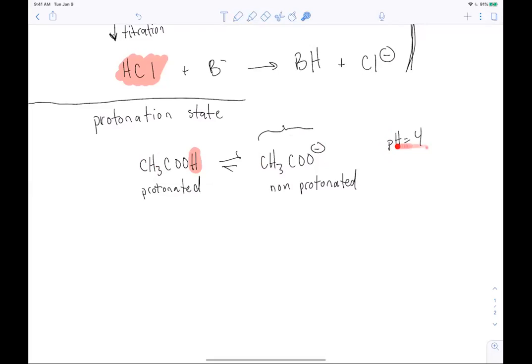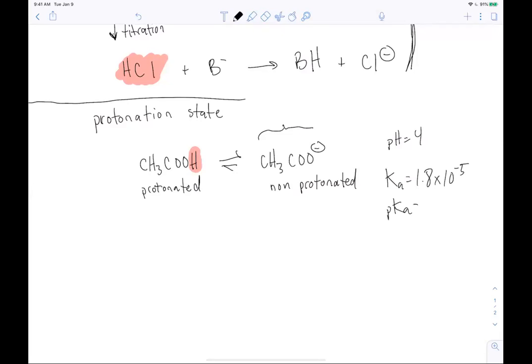So we could ask you to work it out, and you could go through a Rice table and use the equilibrium constant to figure that out. More often than not, though, you're not really interested in that amount of detail. You just want a general feel for how protonated something is. You don't have to be super exact. So here our pK would be equal to 4.74.